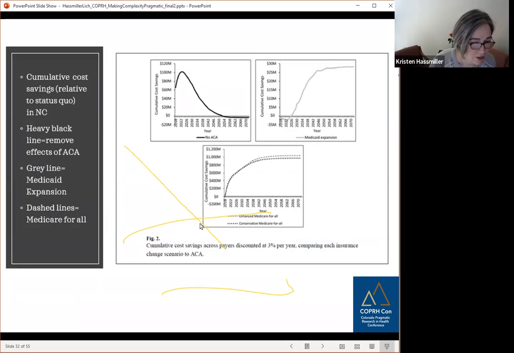There may be some drawing on the screen. I'm not sure if anyone can help me clear that.